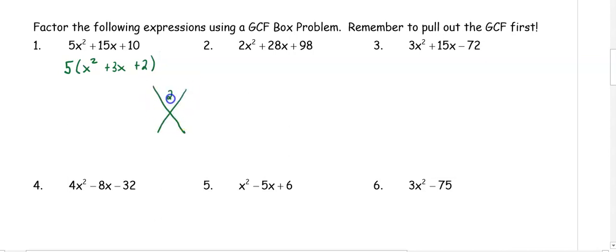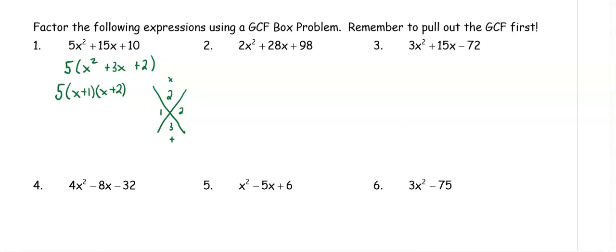Now we want to box problem. So what multiplies to 2 and adds to 3? Well, the only numbers that multiply to 2 are 1 and 2, and those would add to 3. So we would have 5 times x plus 1 times x plus 2.